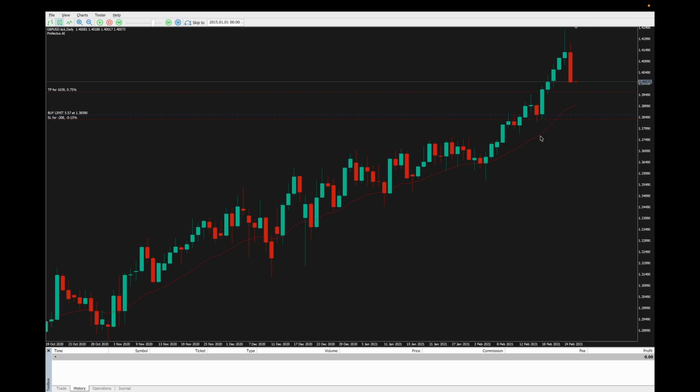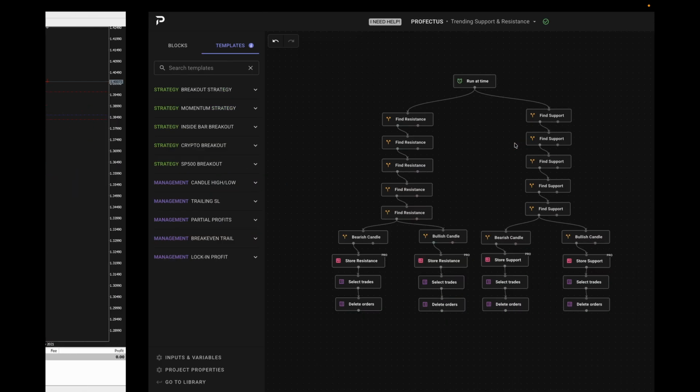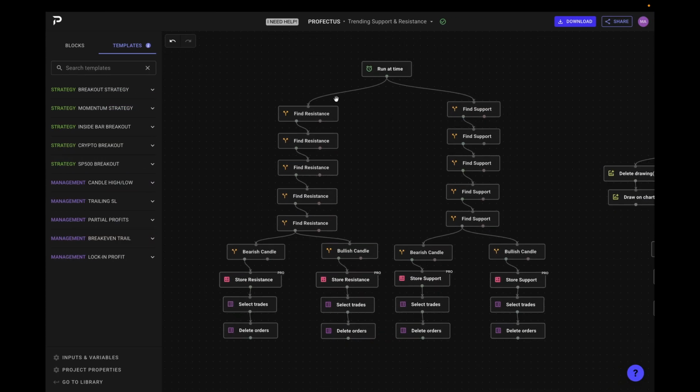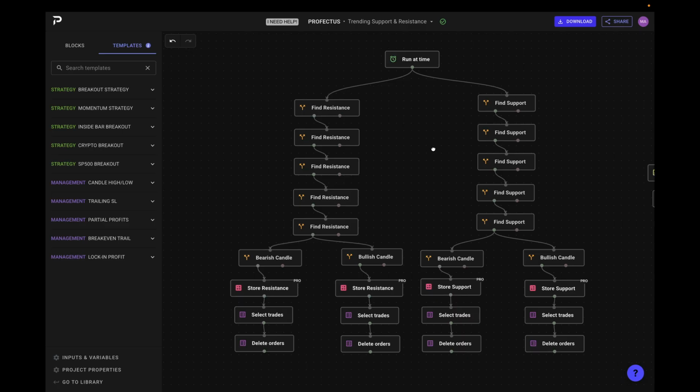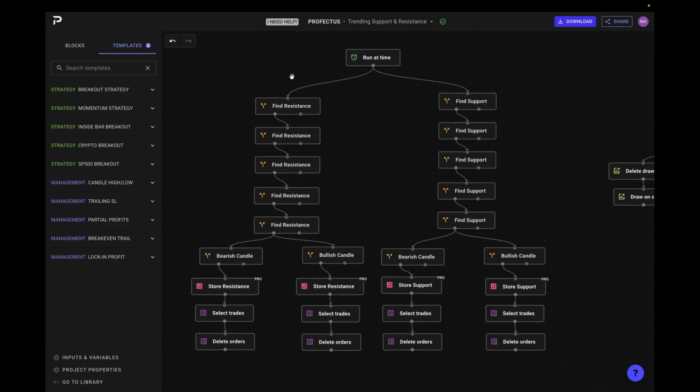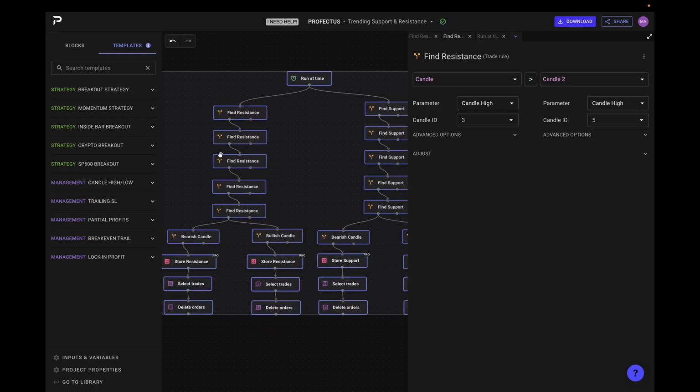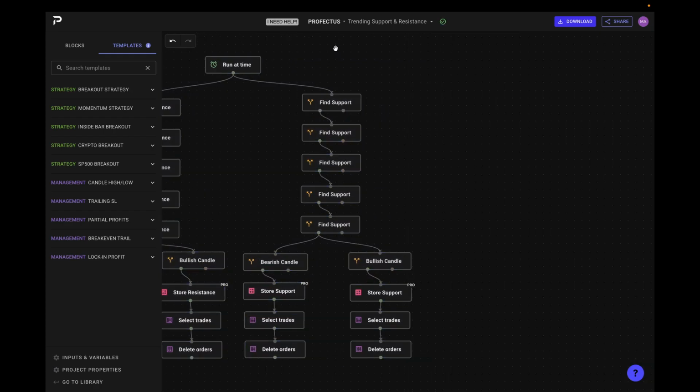I've built, for this example, the buy side and the sell side, just to make it a bit of a bigger lesson, so you can learn everything you need to know to build a strategy like this. If we go to Profectus, you can see to the left side we have a lot of trees, and to the right side a lot of things happening. We're going to focus on find resistance or find support. So for this example, I want to zoom out a little bit, drag it to the left, and focus on finding support.